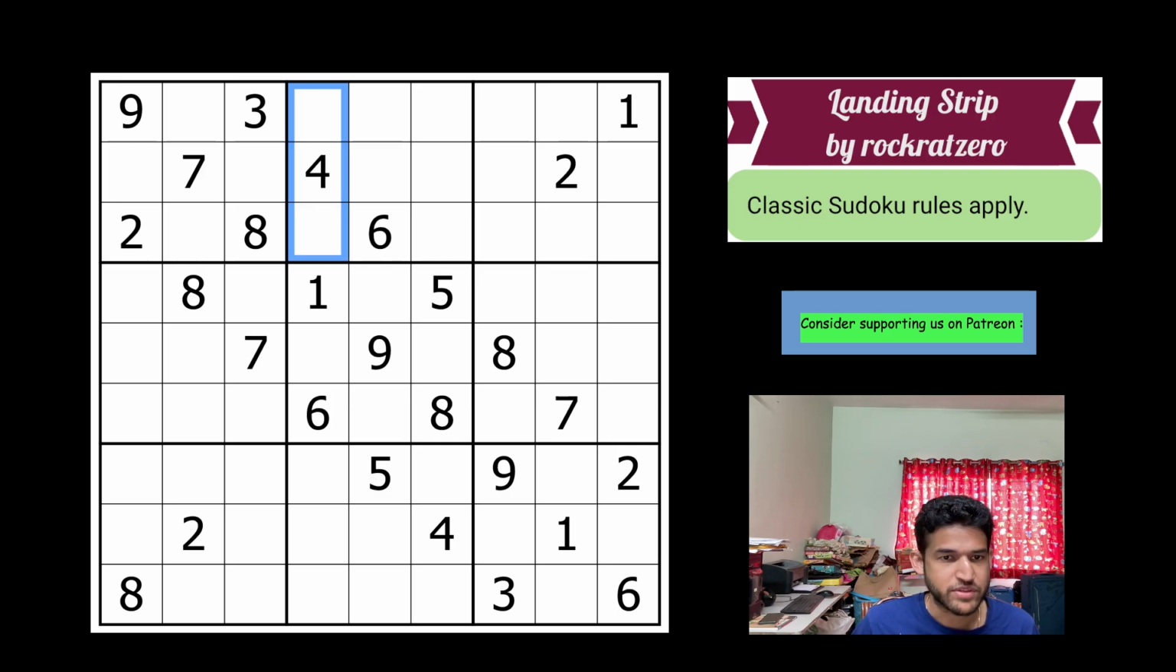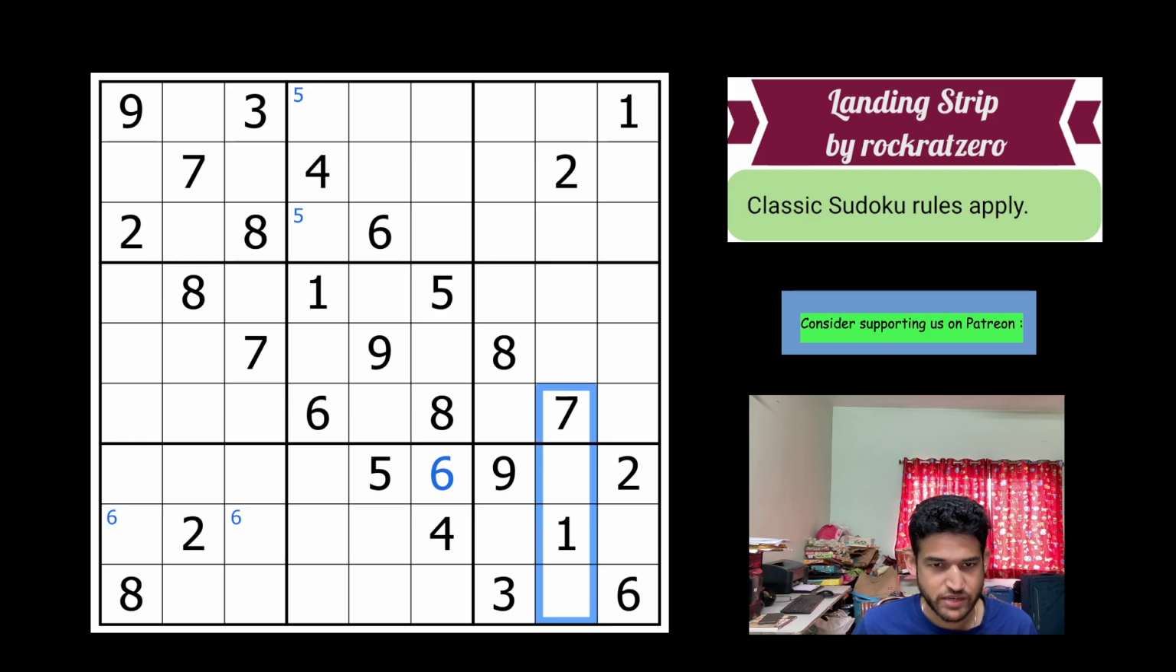5 goes in one of these two cells by classic rules, and 6 in column 6 has to be here, which puts the 6 here, and 7 cannot be in here, so 7 goes here. And 7 in column 1 has to go here now because you can't have 7 here due to this pointing pair of 7s, and 7 in box 5 has to go here.